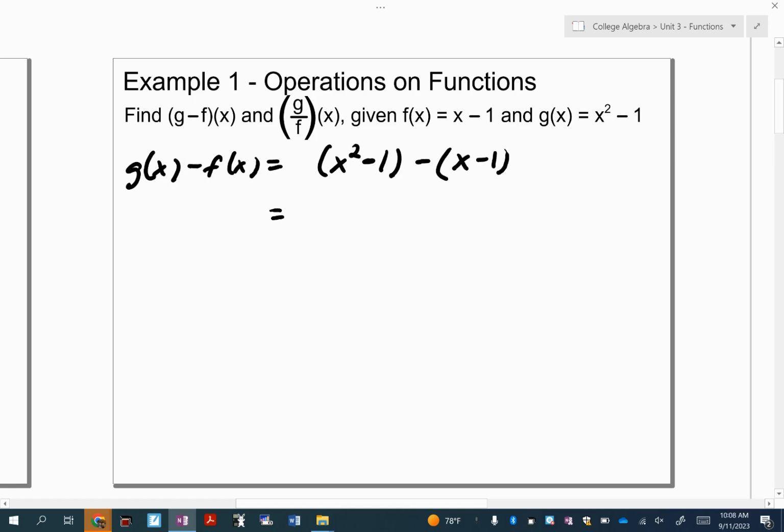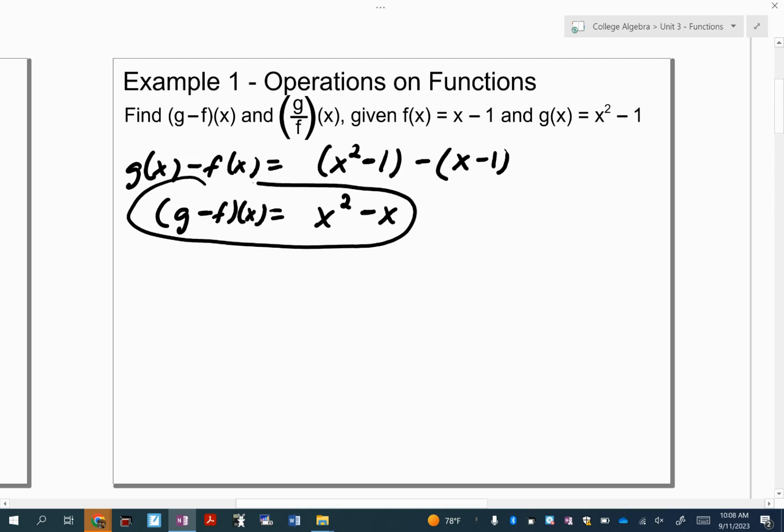If you want, you can distribute that subtraction onto the second function. I just subtract like terms, so x squared, and then there's no x value in the first function, so it'd be like nothing, or 0 minus x, which is negative x. And then a negative 1 minus a negative 1 is actually 0, right? That's going to become 0. So this is our new function, which is g minus f of x. All right, so that is what they wanted me to do for the first one.